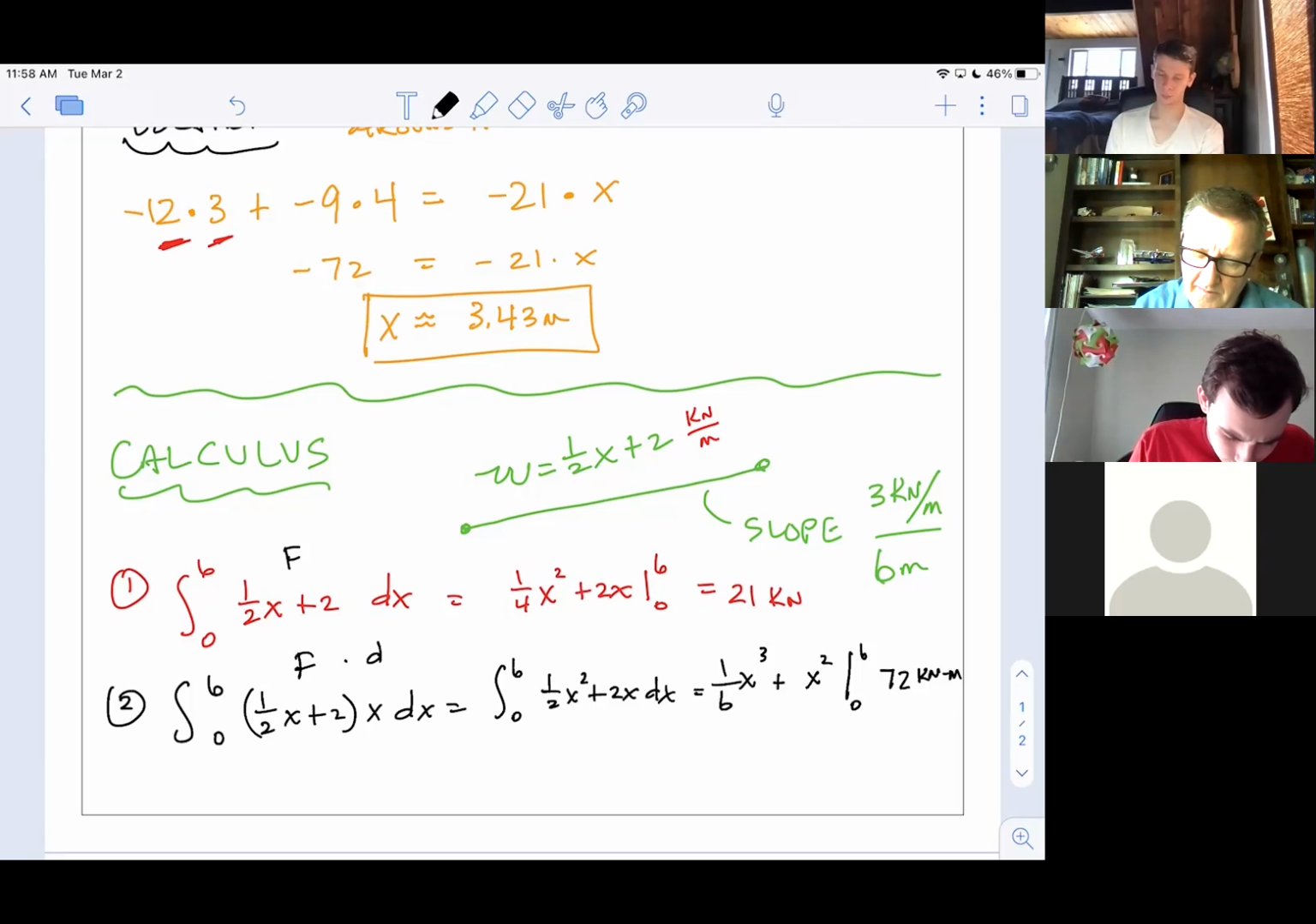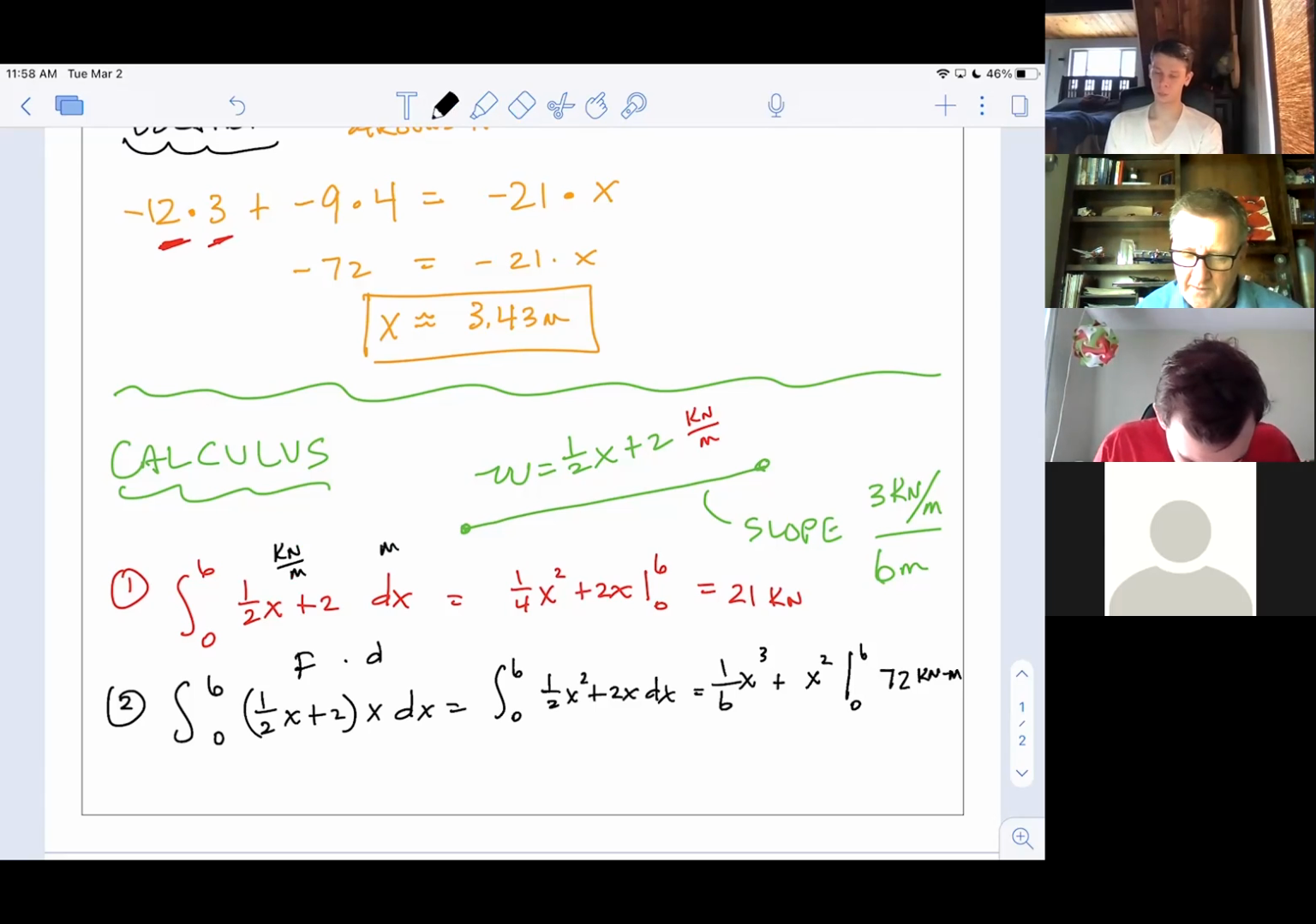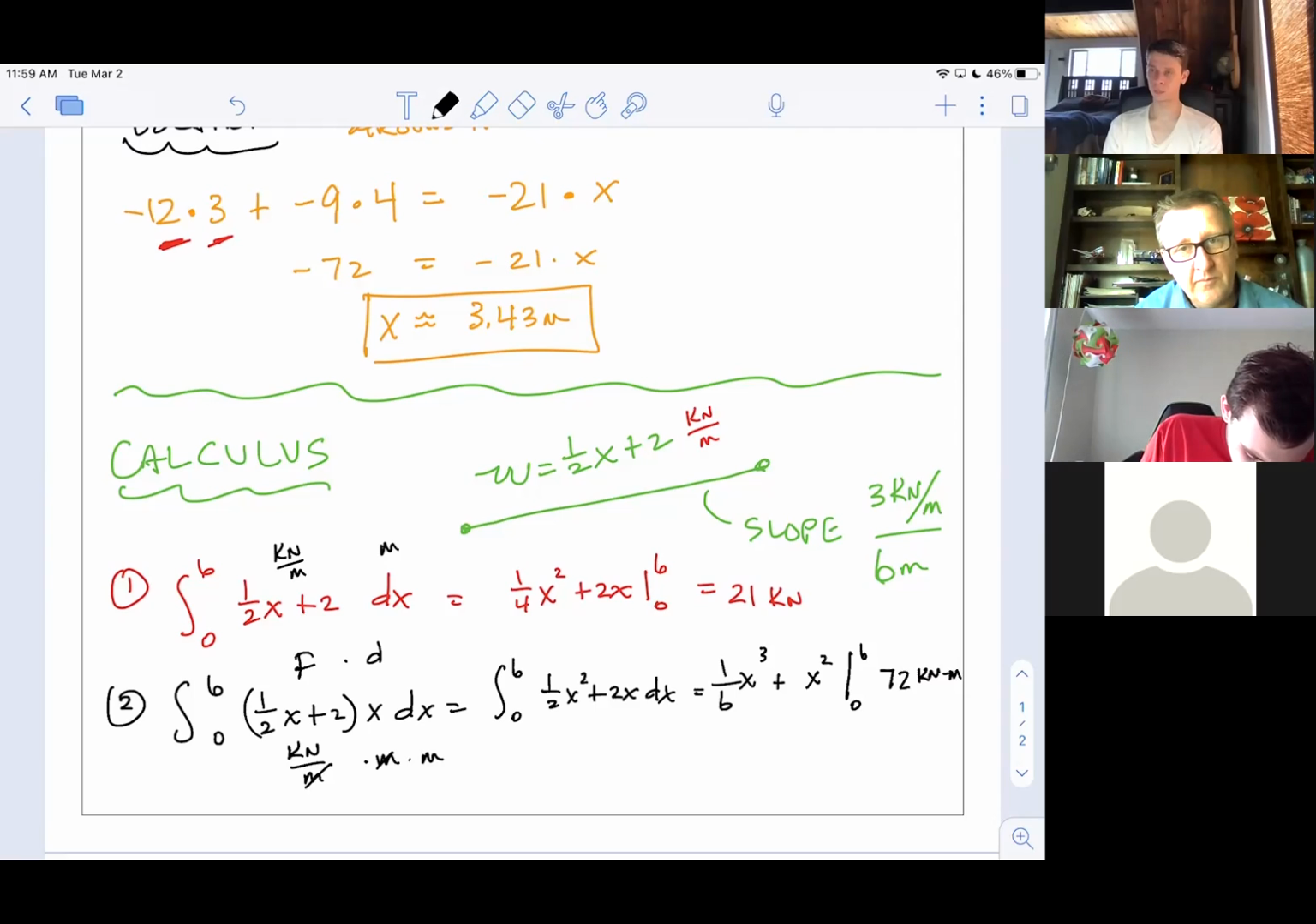And keep in mind, don't forget dx is also in meters. So what you really have here as far as units go is this was kilonewtons per meter, and this is meters. When I multiply those, that's why I get kilonewtons. This one down here is kilonewtons per meter. I'm multiplying by meters and by meters again. So these meters cancel and I get kilonewton meters, which is the unit for moment.